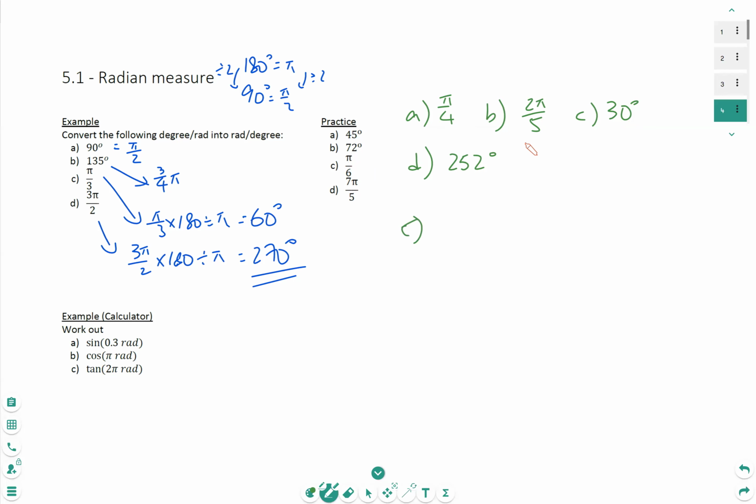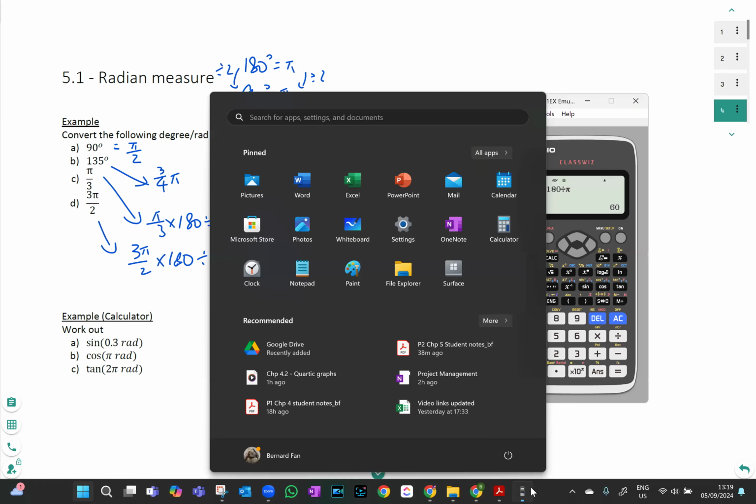Part C, alternatively, you can do 180 degrees divided by 3, which is 60 degrees. But we know pi is 180 degrees, so you can substitute pi as 180 degrees in part C and part D previously. Right, example, using a calculator. So time to pull out a calculator.